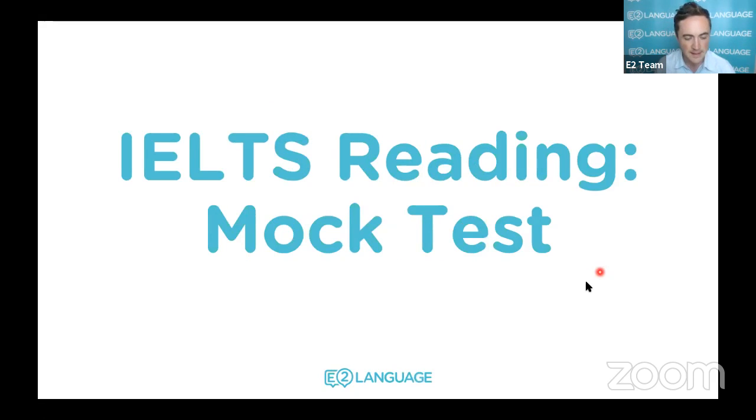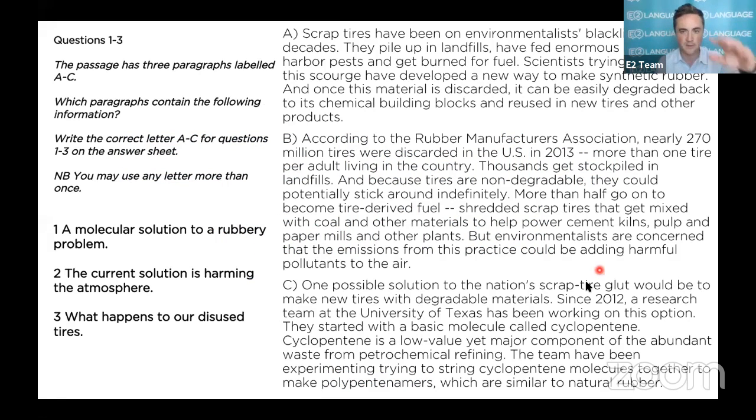Recap: skimming, scanning, and synonyms. Fine, we looked at that. Let's now do an IELTS reading mock test. This time we're going to do 3 different question types. We're going to do match information, match sentence endings, and sentence completion. So we're going to do 3 questions that we haven't done before. If you haven't seen them, let me explain what I want you to do. Before you read the text, let me make myself a bit bigger so you can't read the text.